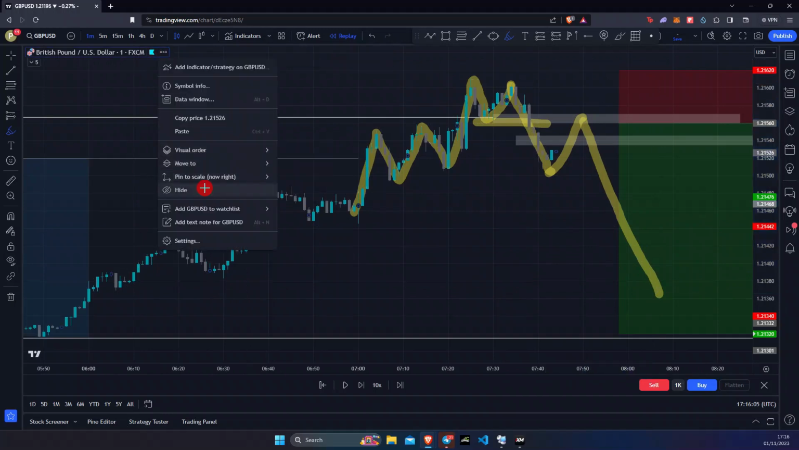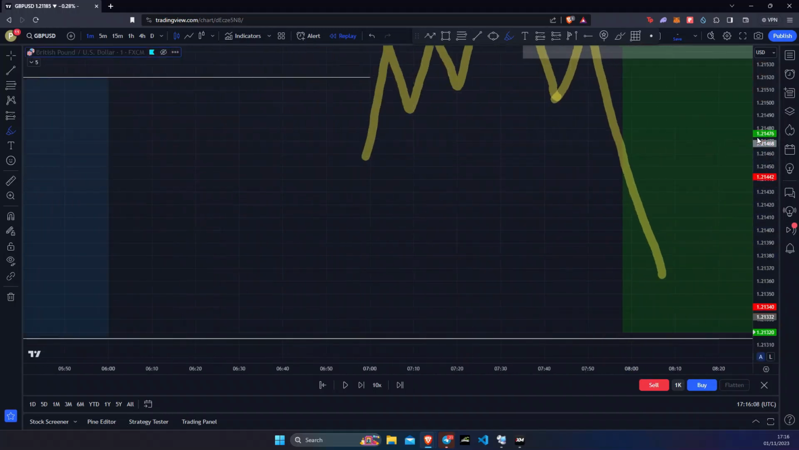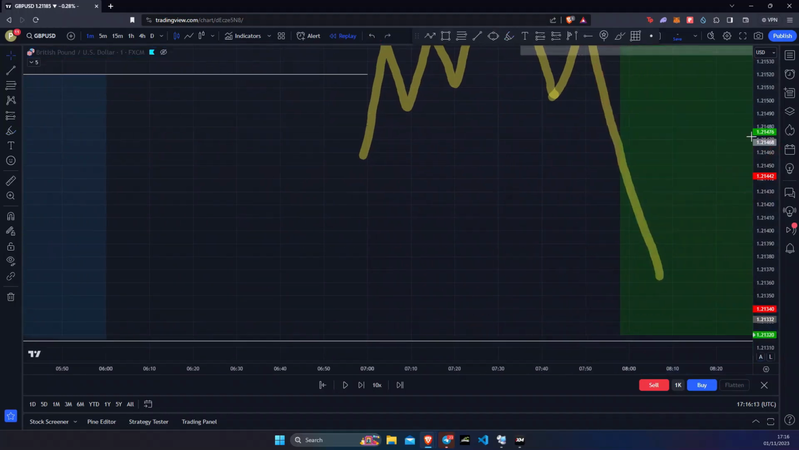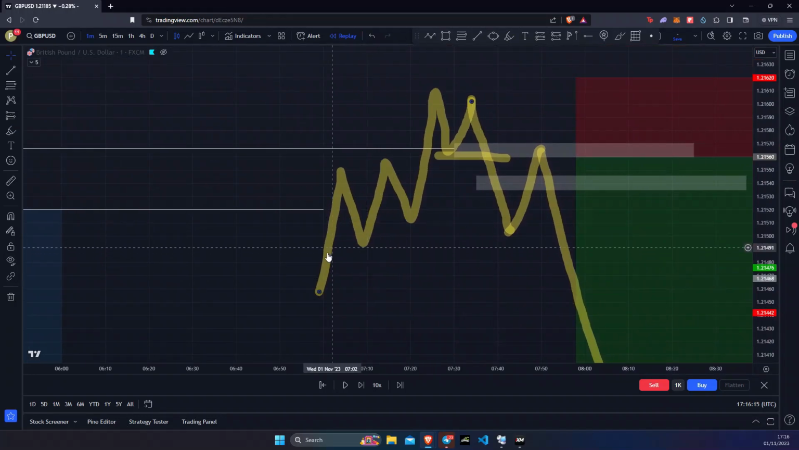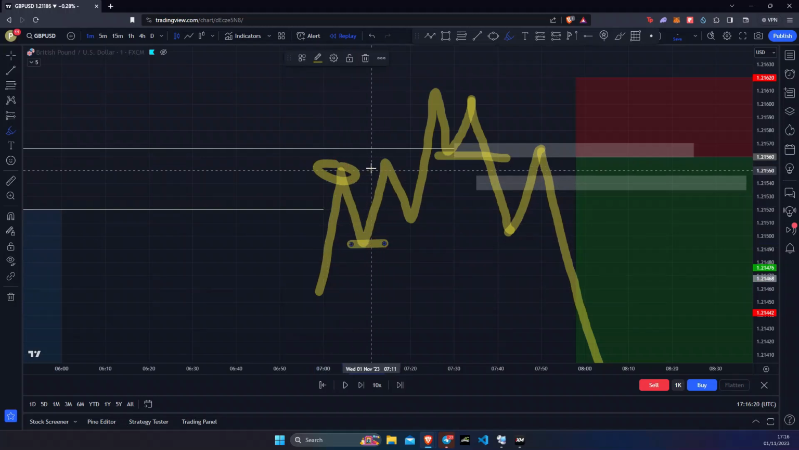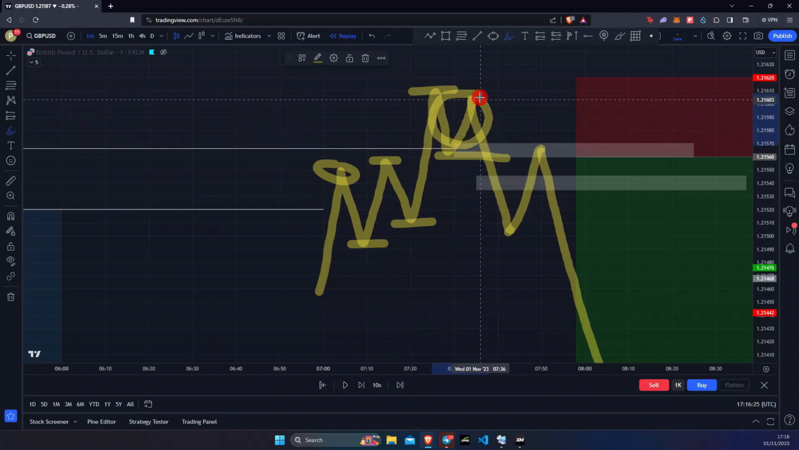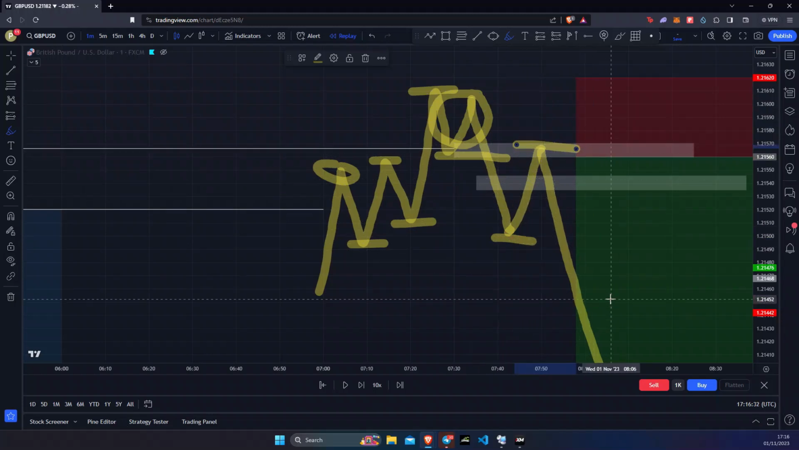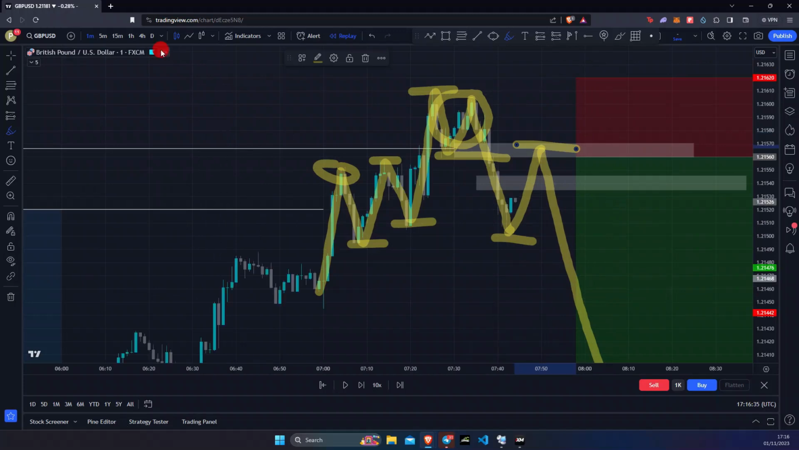So let me quickly hide this again just so you guys can see exactly what it is that I'm talking about. Right, there we go. So we've got our higher high, higher low, higher high, higher low, higher high, failure to create another higher high, a lower low, coming back up for a lower high before a continuation to the downside, right? So let me bring the chart back in and let's see how price actually reacts, because this is what we want price to do.